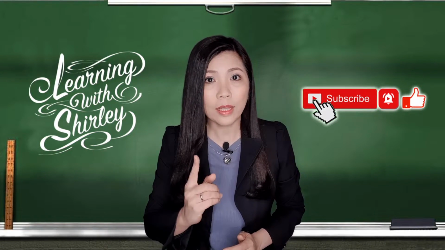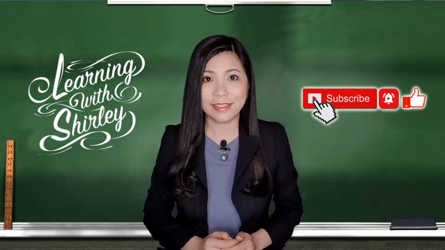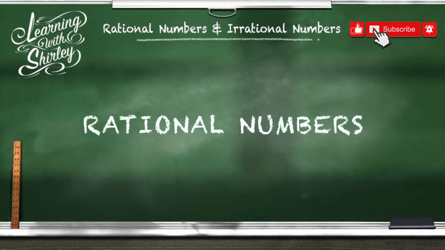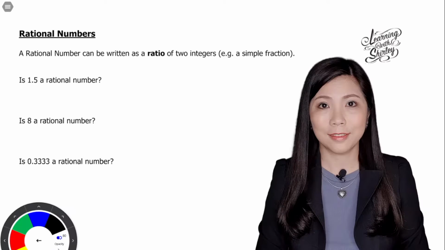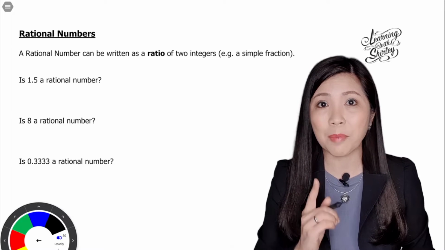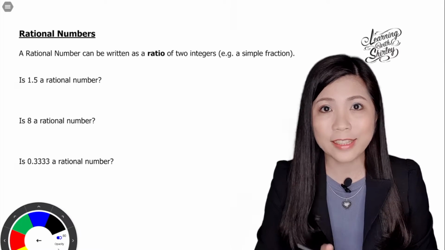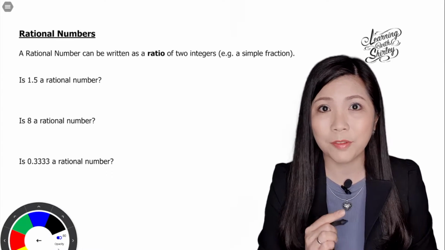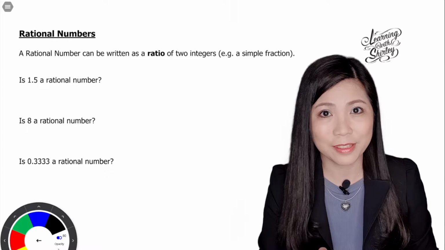Let's take a look at what is a rational number. What is a rational number? A rational number is a number that can be written as a ratio of two integers. For example, a simple fraction. Let's look at these examples.